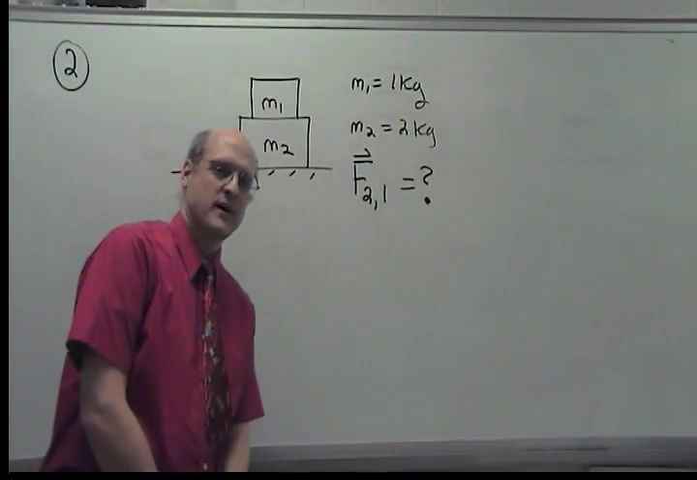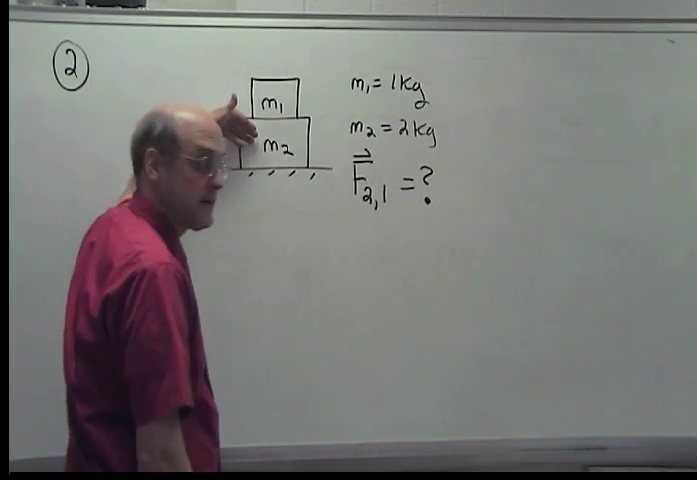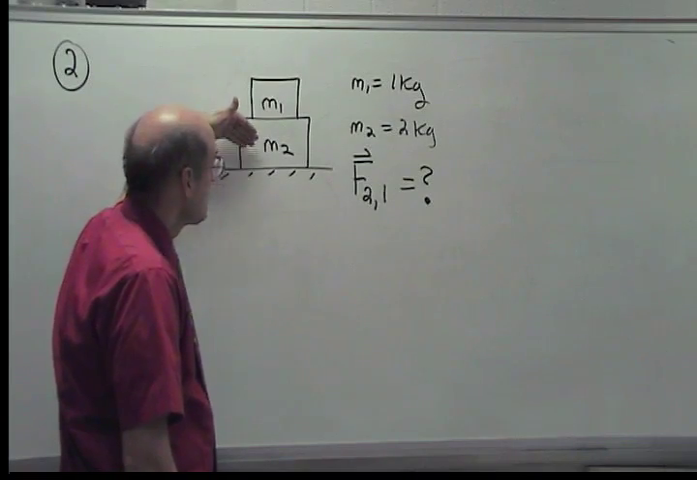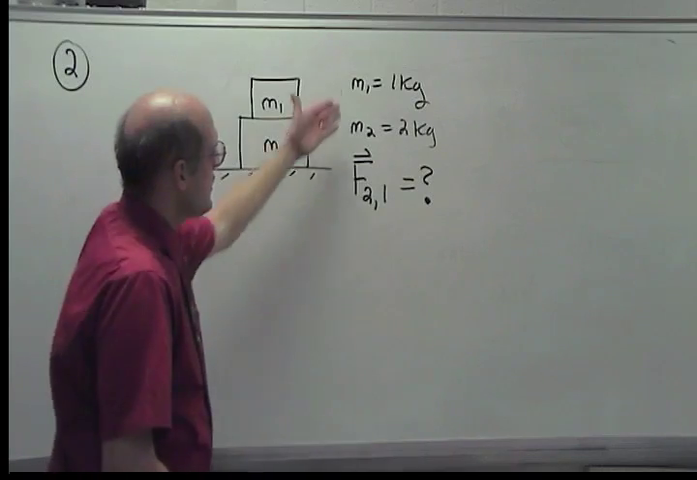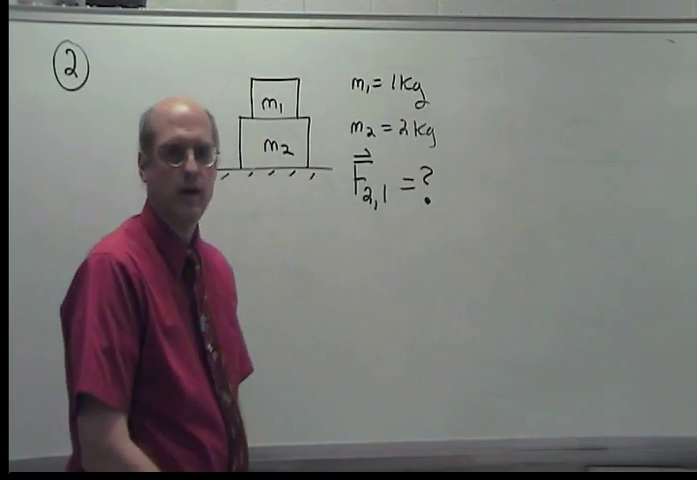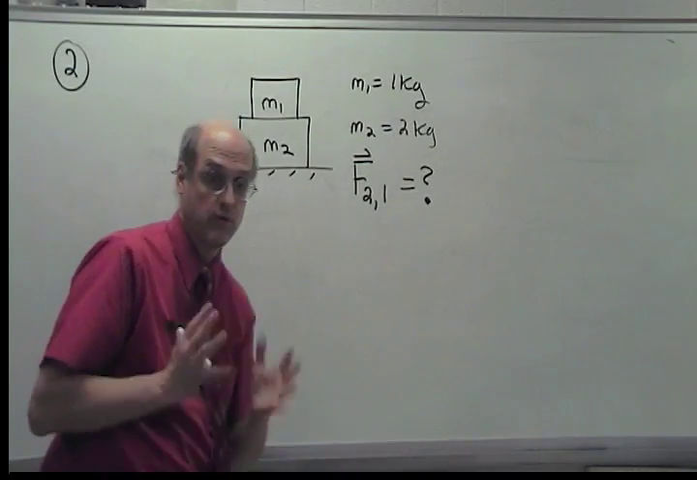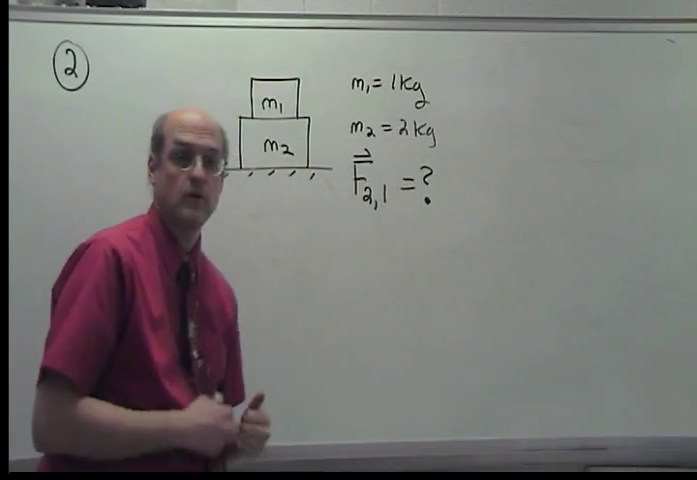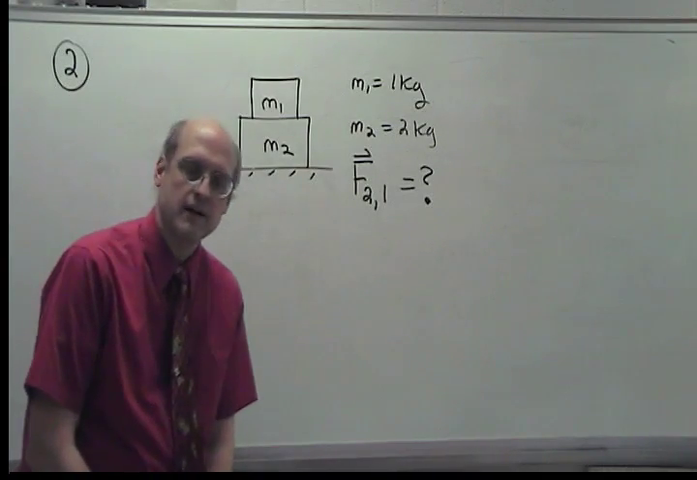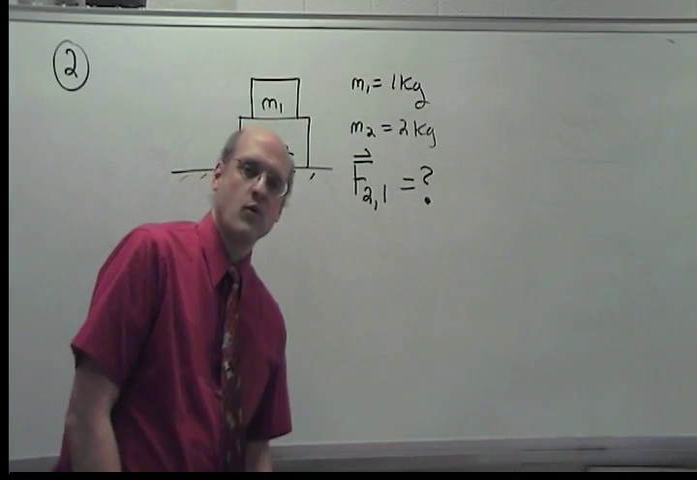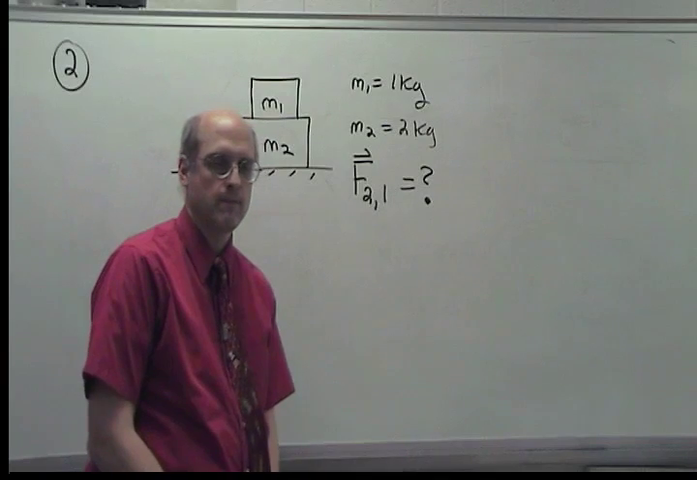This is an interesting problem. We have M1 resting on M2, resting on a tabletop. The system is in equilibrium. We know the value of M1 is 1 kilogram, the value of M2 is 2 kilograms, and we're looking for the force on mass 2 due to mass 1. Now don't make the mistake of thinking that the force on mass 2 due to 1 is the weight of m1.